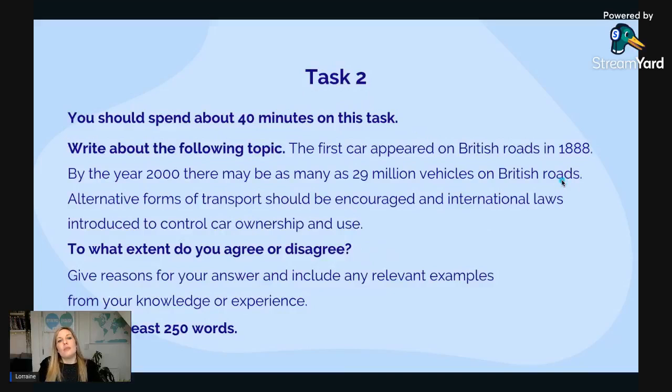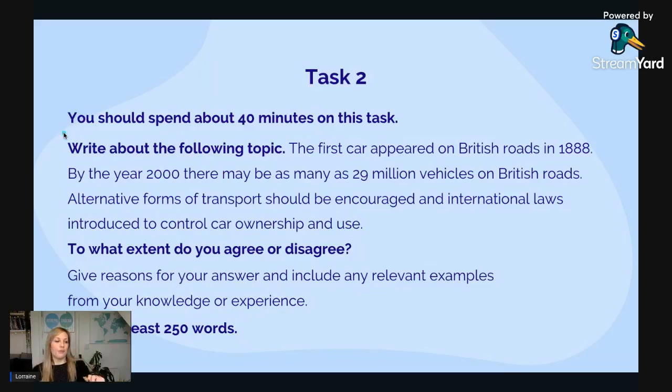Now, let's have a look at a model question and answer. You should spend 40 minutes on this task, but you get to organize your time yourself. So really try to get as much practice with official materials as possible. Good quality IELTS preparation materials really will help you. Practice as many times as you can.